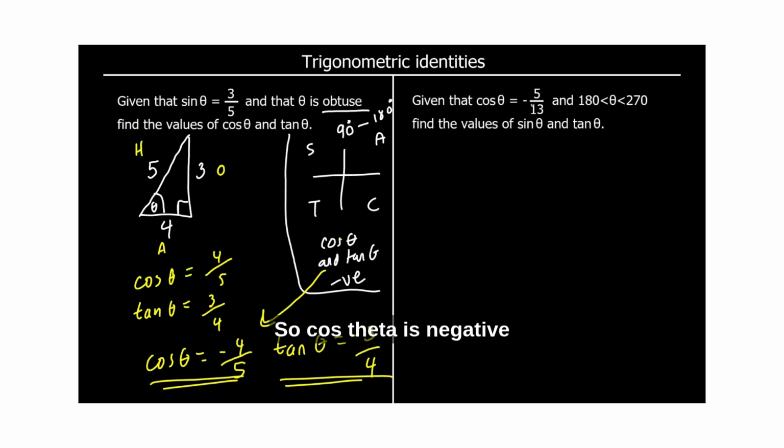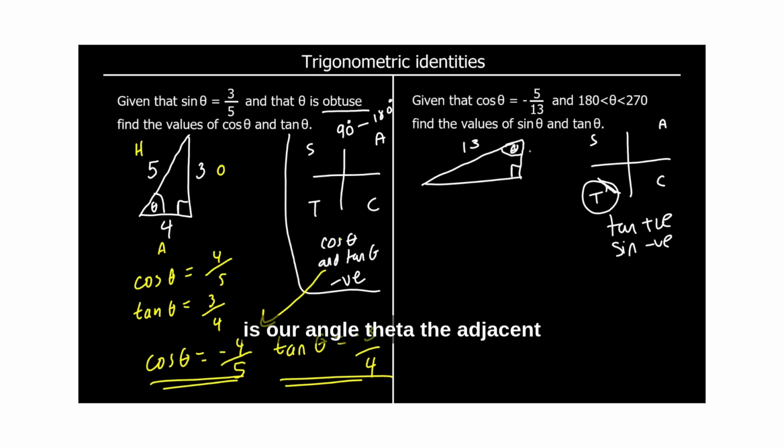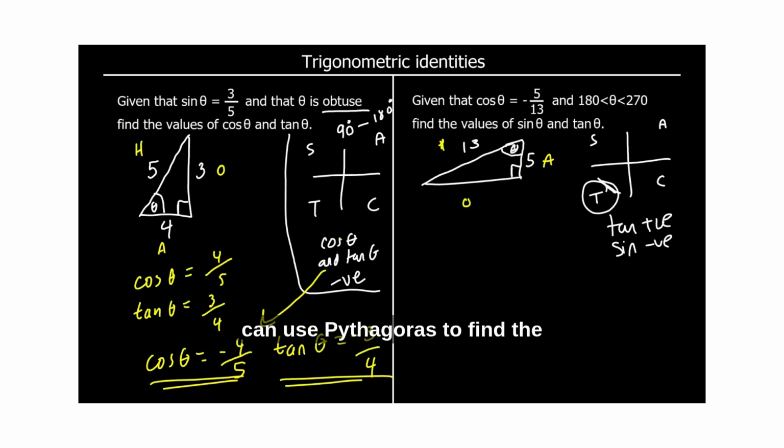So cos theta is negative 5/13, and theta is between 180 and 270. So it's in this quadrant. Tan is positive, and sine and cos will be negative. So we've got 5/13, so 13 is our hypotenuse. This is our angle theta. The adjacent is 5. So this is the adjacent, the hypotenuse, and the opposite. We can use Pythagoras to find the opposite.